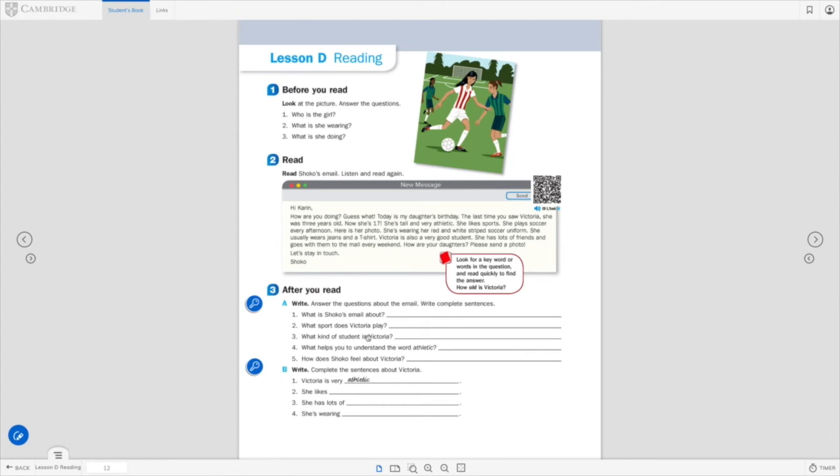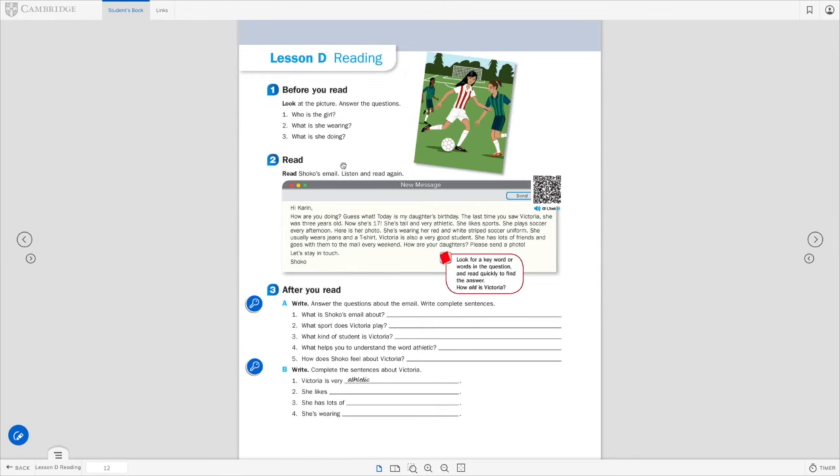Here's another keyword, student. Let's look for student in our email here, and we have student right here. So we see Victoria is also a very good student. So here we are able to answer, what kind of student is Victoria? Victoria is a very good student. Okay, so that's another strategy.